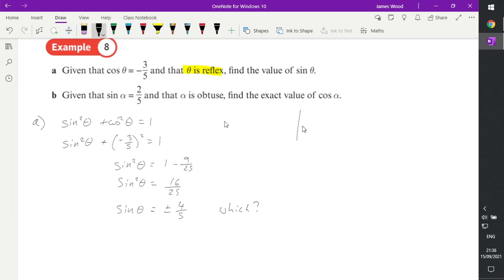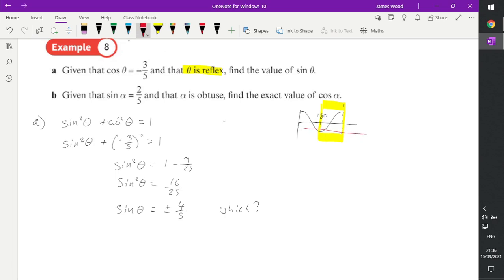If we think about the cos graph, which looks like that, between 0 and 360, this is 180 here, a reflex angle is an angle that is bigger than 180. So we are looking in this zone here. It also says that cos theta is minus 3/5, so it's negative. So it's down here somewhere.